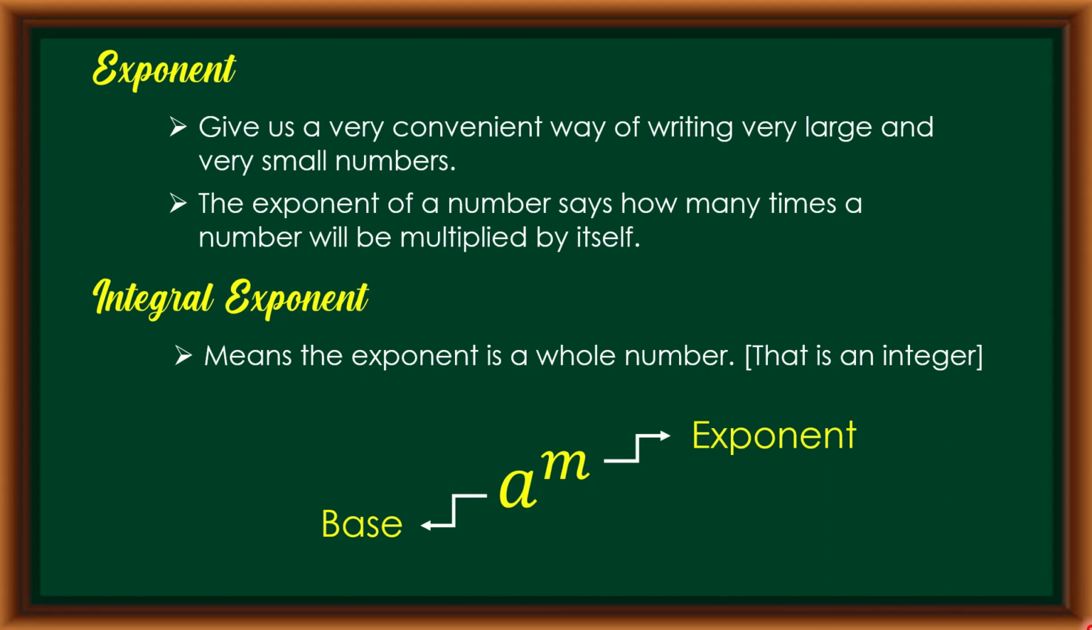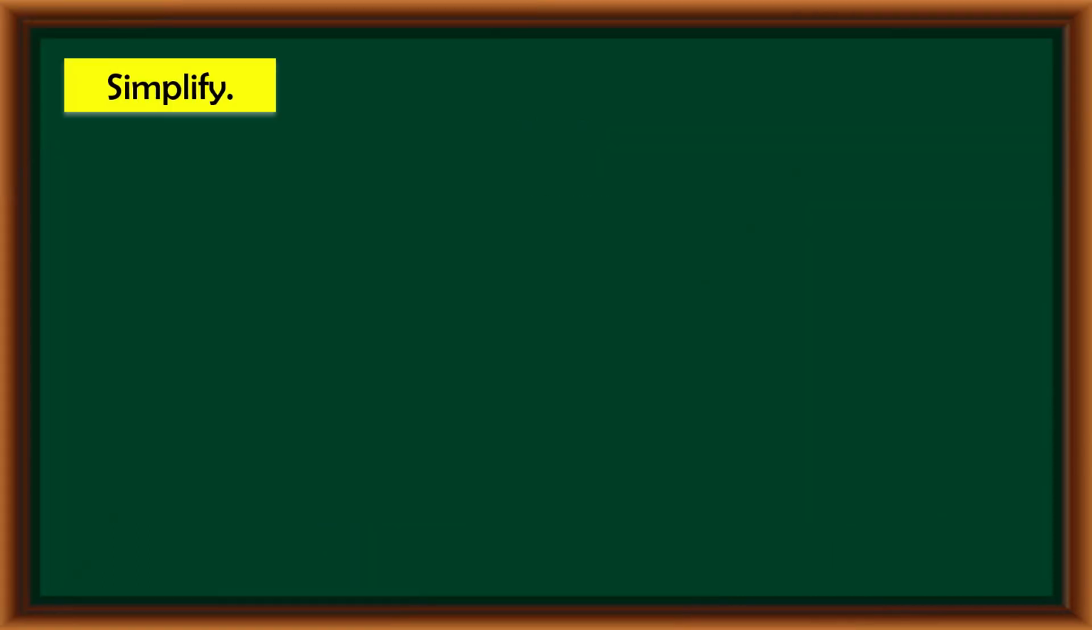So let us try to simplify the following expressions. Number 1, 4 raised to 3 or 4 cubed is equal to 4 times 4 times 4, in which we will multiply 4 three times. So that is the meaning of exponent. So we have three 4s here, and 4 times 4 times 4 is equal to 64.